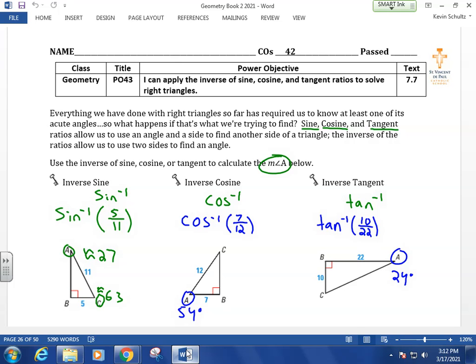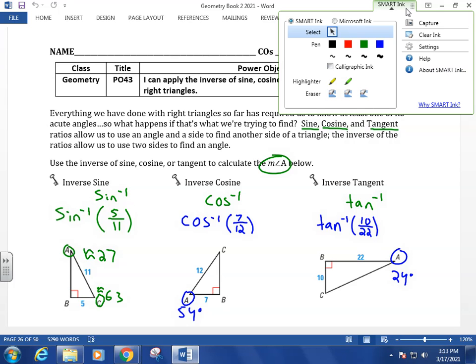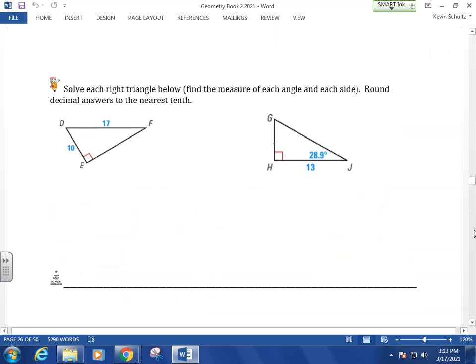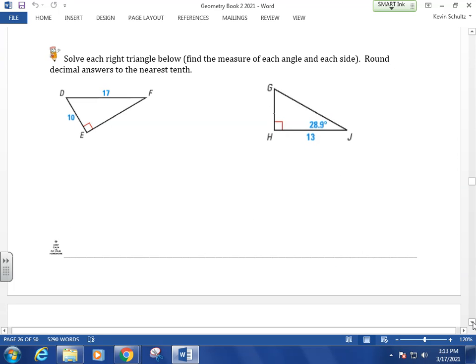And armed with all of this, everything that we've done in this unit, the Pythagorean theorem, special right triangles, sine, cosine, tangent, the inverse of sine, cosine, tangent, we are now able to solve right triangles. And when it says solve a right triangle, what we mean is find all 6 parts, all 3 angles and all 3 sides. Okay, and really one of the angles is already done for us, right?